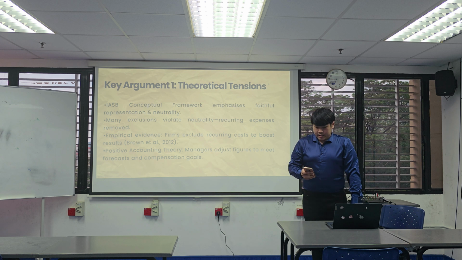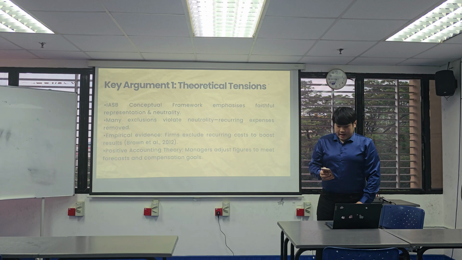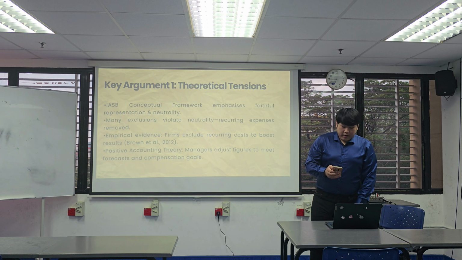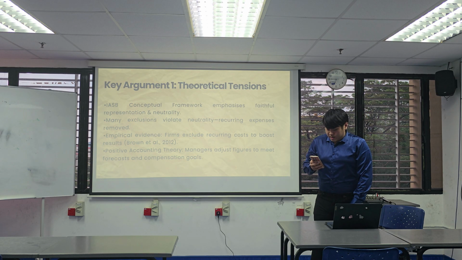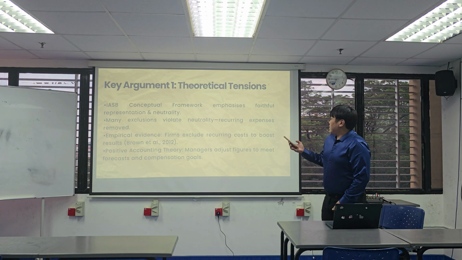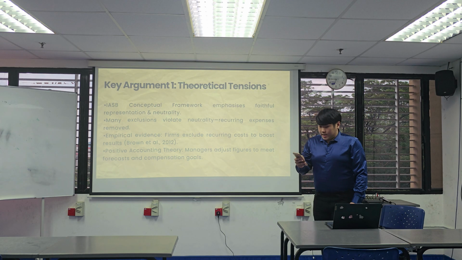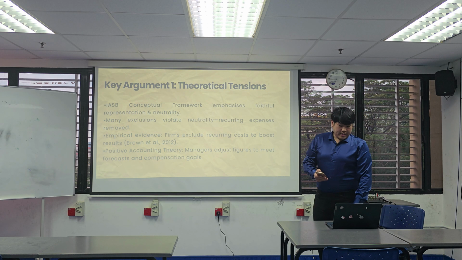The first argument is the theoretical tensions. From a theoretical perspective, this creates clear tensions with the IFRS conceptual framework, which emphasizes faithful representation and neutrality. However, research shows that many companies remove recurring expenses such as restructuring and marketing costs to present stronger results. Research from 2012 highlights that this exclusion often helps meet analyst forecasts. So in positive accounting theory, managers adjust figures to meet forecast and compensation goals.